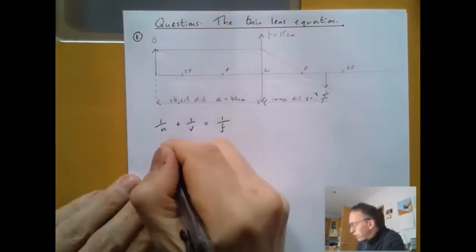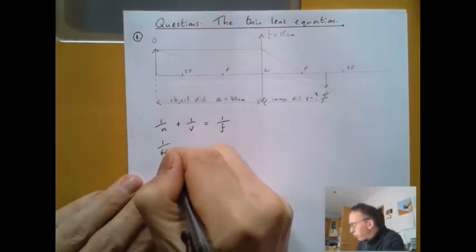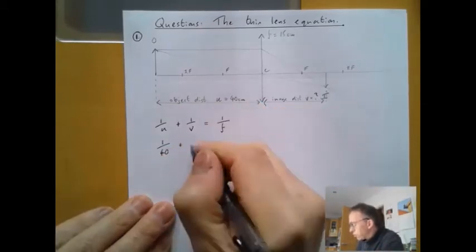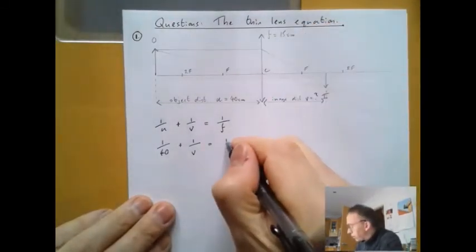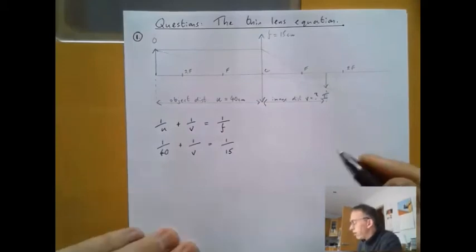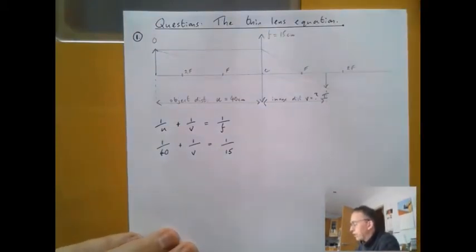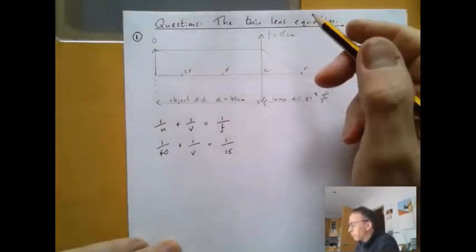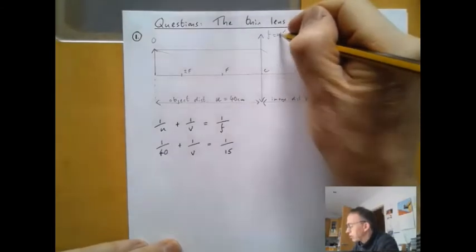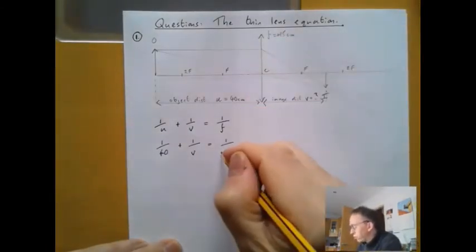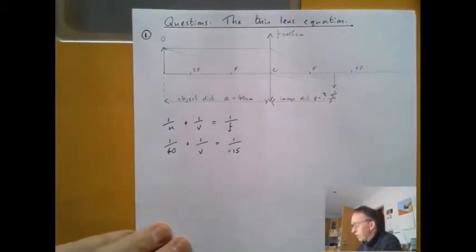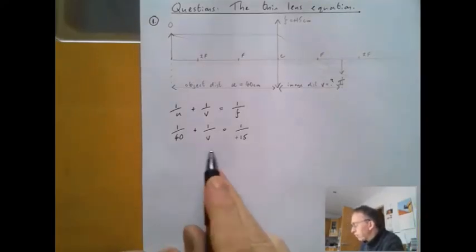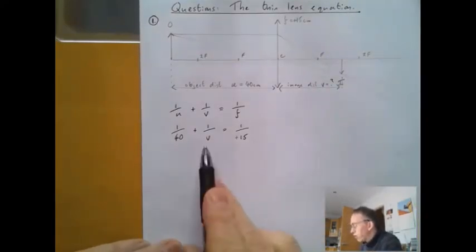So u is 40 centimeters, so 1 over u is 1 over 40. V is question mark. F is 15 centimeters, so that's 1 over 15. Now, the real is positive sign convention kicks in here. This is a converging lens, therefore it has a real focus, and we assign a positive sign to its focal length. So it's 1 over plus 15. Now, if that seems like common sense, well, it is. Okay, so now we've set up the equation and we want to solve this for V.